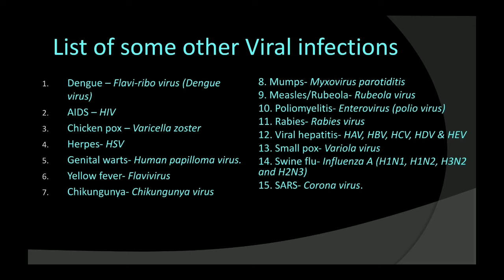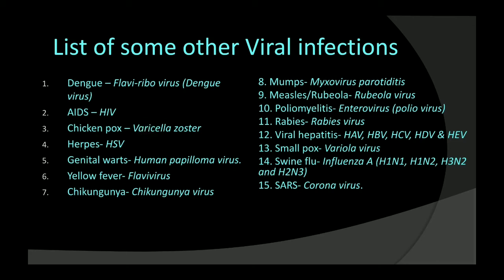Coming to the third one, that is chickenpox. Chickenpox is a contagious disease which can be transmitted from person to person once a person comes in contact with the pus of wounds produced on the body of an infected person. The causative agent of this disease is a virus called varicella zoster. Varicella zoster is the name of the virus which causes chickenpox.